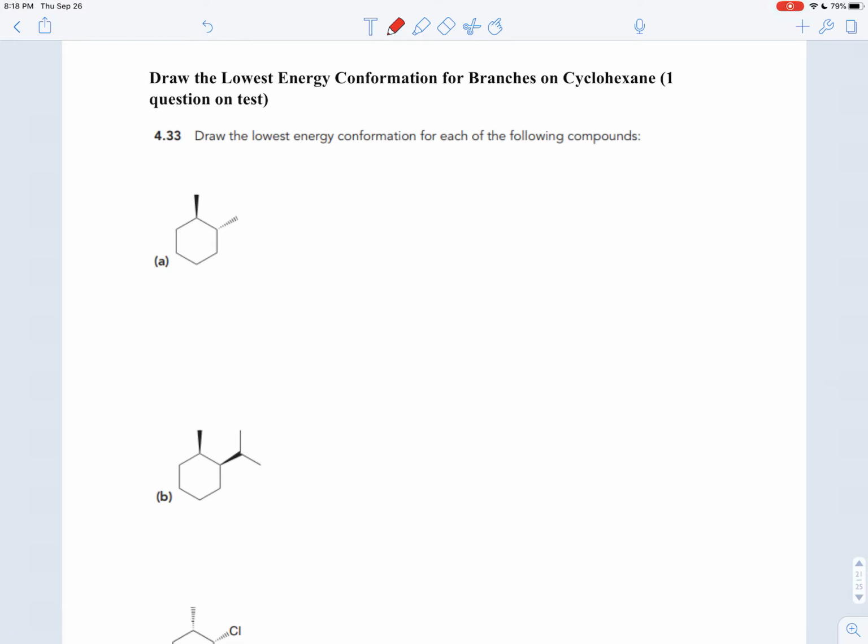In order to draw the lowest energy conformation for branches on cyclohexane, you have to draw these cyclohexane molecules from the side. That's the only way that you can see which branches are axial and which are equatorial, and so then you can give the lowest energy conformation.